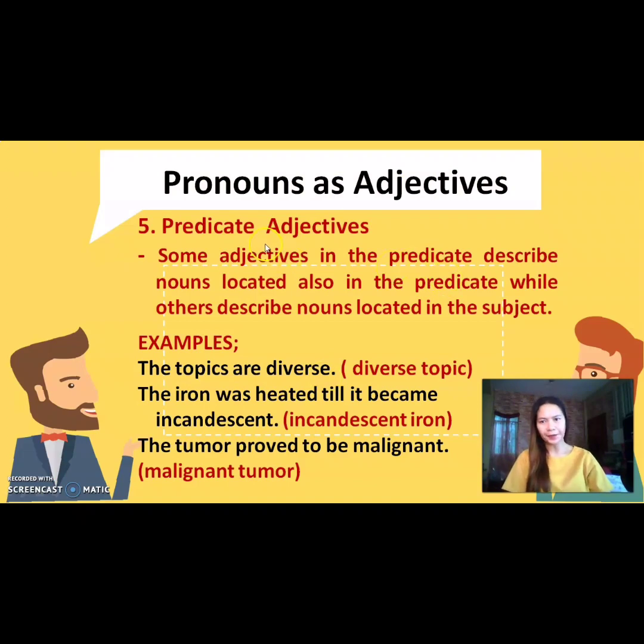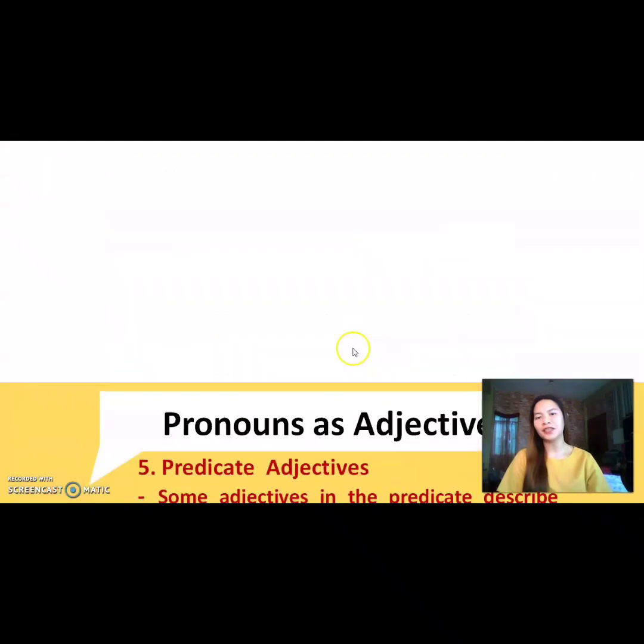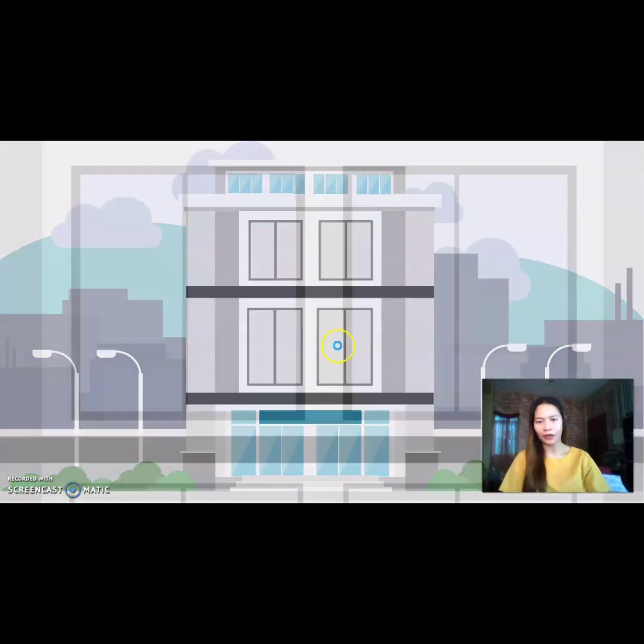Let's proceed with the predicate adjectives. So we have here the definition. Some adjectives in the predicate describe nouns located also in the predicate, while others describe nouns located in the subject. Examples, the topics are diverse. Diverse topic. The iron was heated till it became incandescent. Incandescent iron. The tumor proved to be malignant. So malignant tumor.